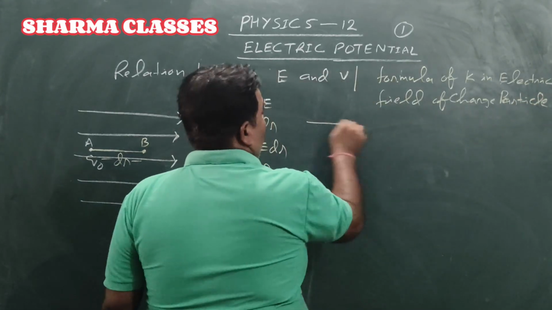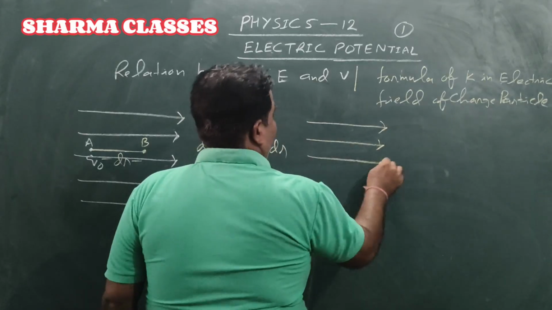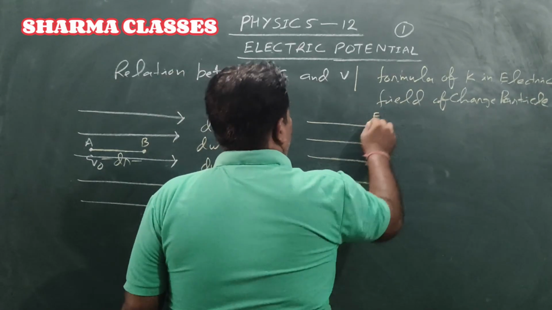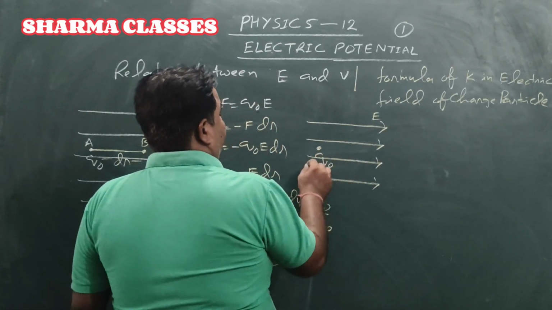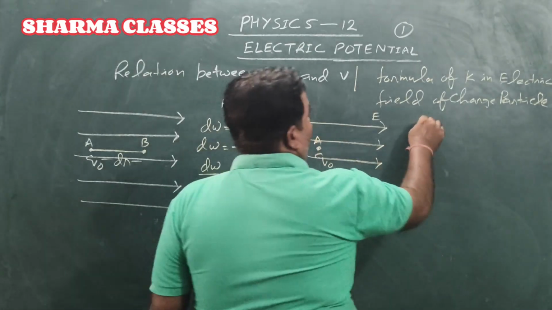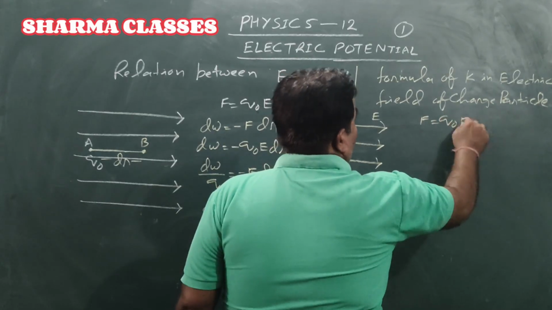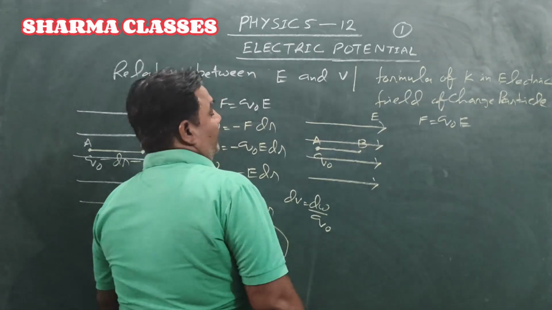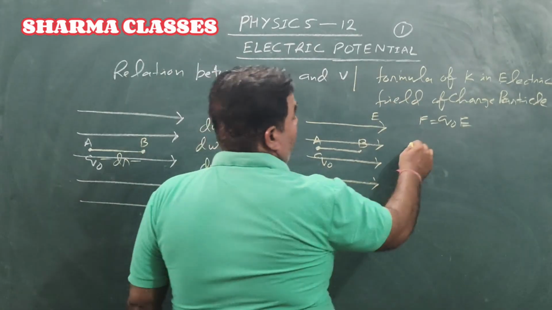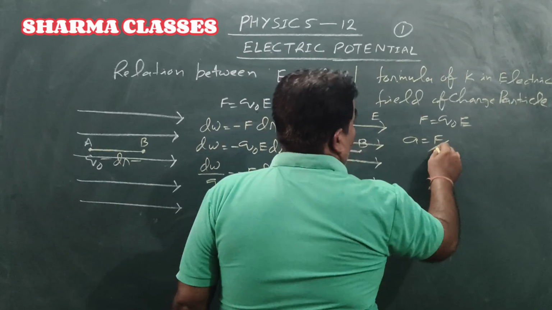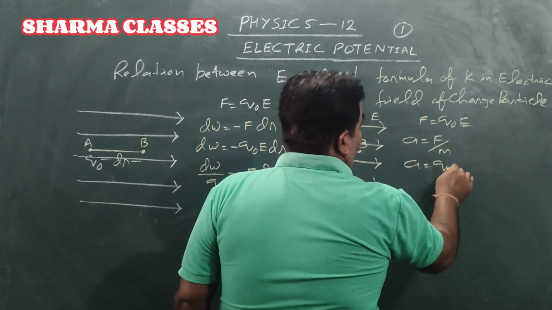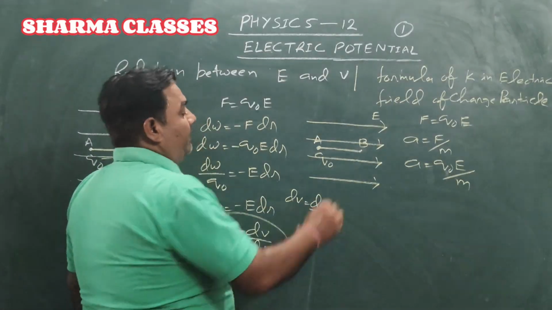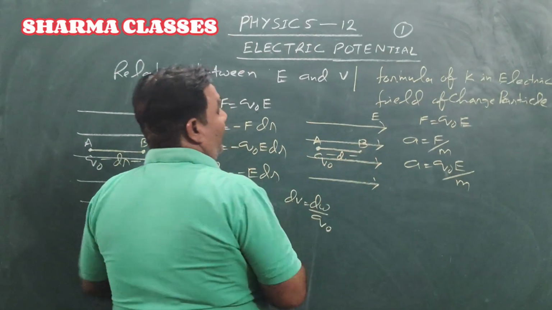Suppose this is a uniform electric field in which a charge Q naught is placed at point A. As we place it, a force acts on it, F is equal to Q naught E. Due to this force it moves, and if the mass of the charged particle is m, then the acceleration is a equal to F upon m, which is Q naught E upon m. Suppose after covering distance d it reaches point B and acquires velocity v.